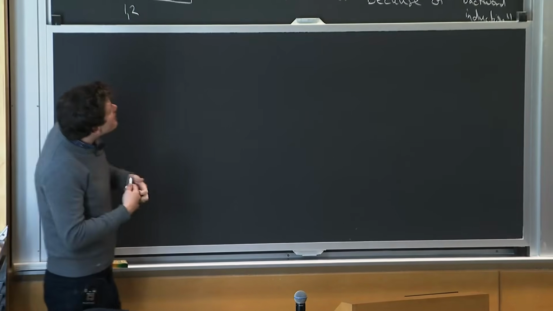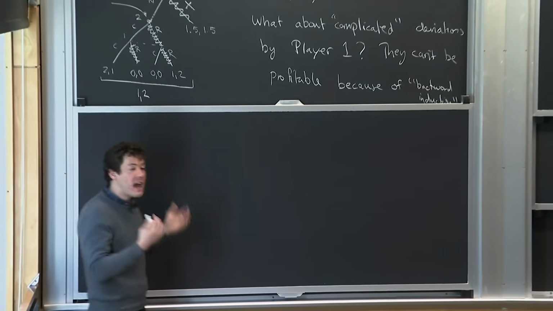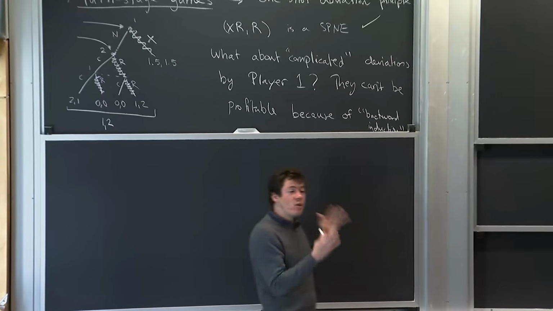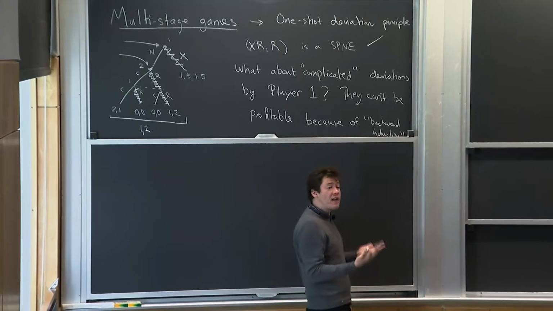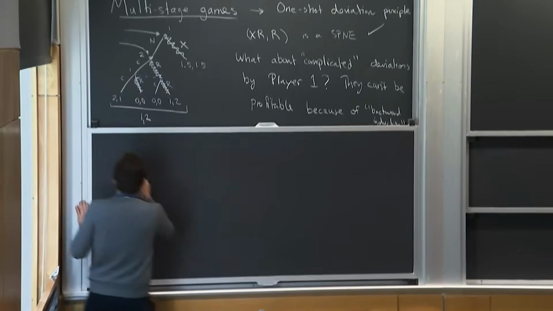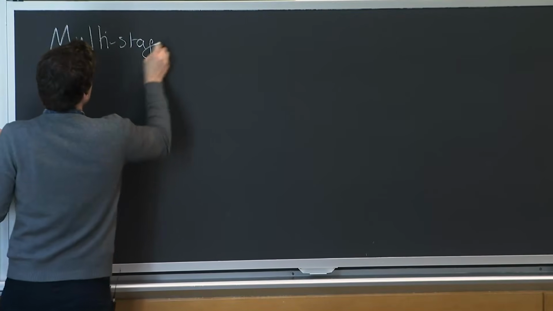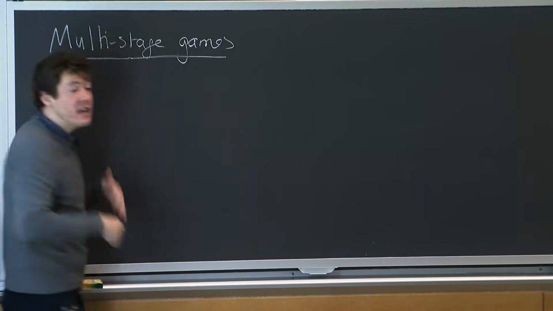So it turns out that dealing with all these complicated deviations in really big games can be tricky. And we're now going to study a class of games where the analysis becomes pretty simple. And this is a class of games that covers a lot of applications of interest. And these are going to be called multi-stage games. And I want to emphasize that these possibly have an infinite horizon.